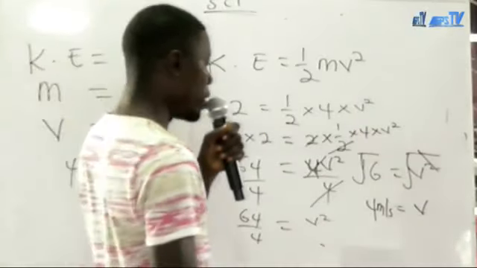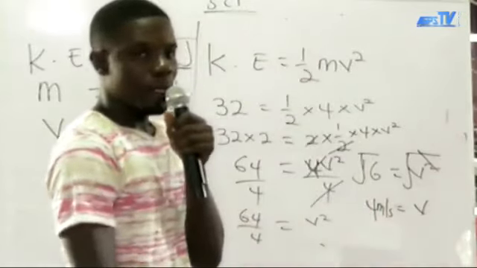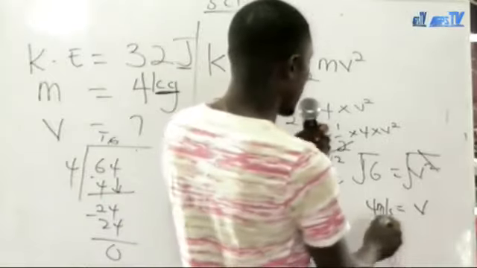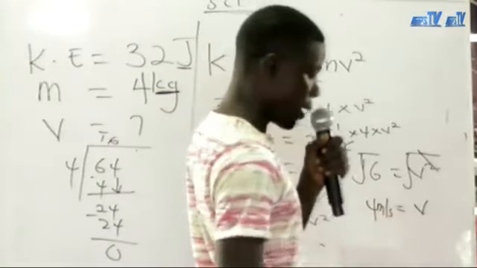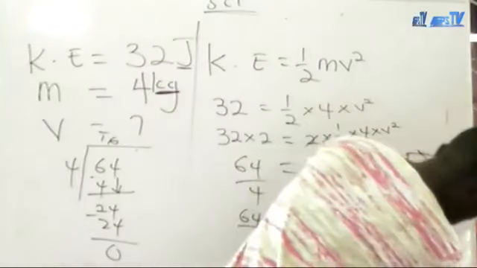So don't forget the unit of velocity. The unit of velocity is what? Meters per second. So the answer will give you 4 meters per second. And let me explain it again.